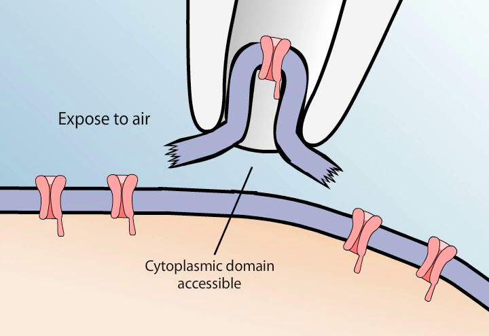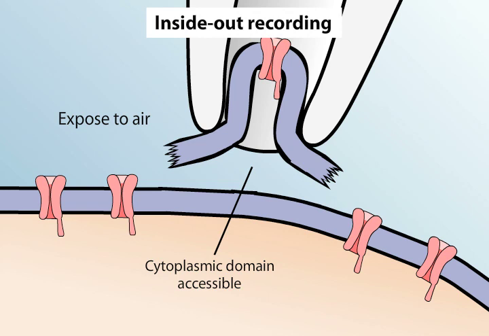This arrangement, called the inside-out patch recording configuration, allows the measurement of single-channel currents with the added benefit of making it possible to change the medium to which the intracellular surface of the membrane is exposed.